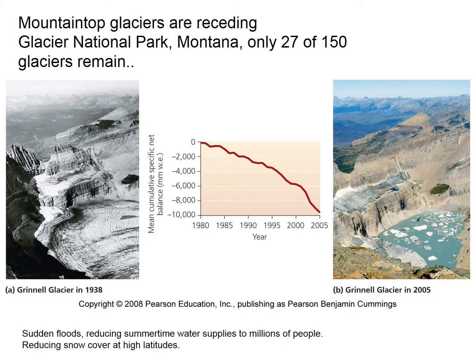So mountaintop glaciers are receding. Here's a picture from Grinnell Glacier in 1938. And here is the same glacier in 2005. So this is in Montana. Look at the difference in the snow cover.